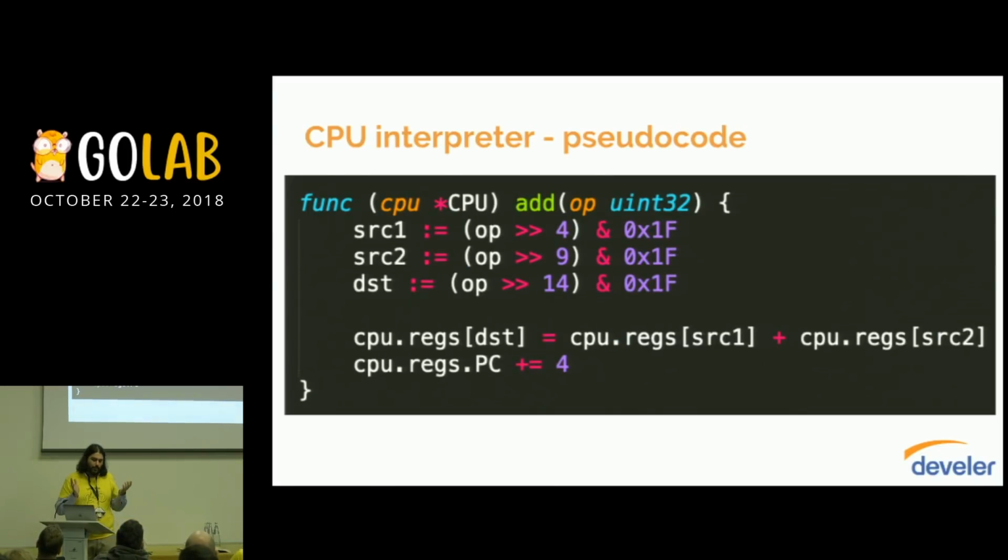And this is an example of a theoretical add instruction to add two registers and put the result in a third register. You can see there is some bit twiddling to extract different information from the opcode, and then there is the actual sum going on between two source registers into the destination register. And then it's moving the program counter forward by 4. In this case, the opcodes are 32 bits, so by 4. So this is just a theory of how interpreter emulation works in any language, including Go.